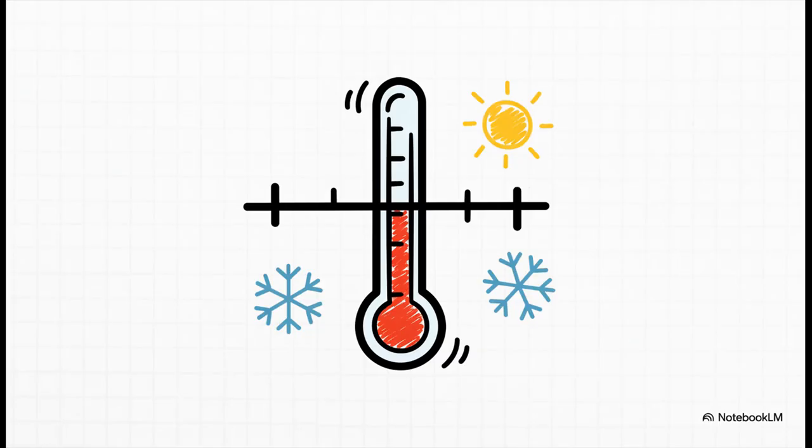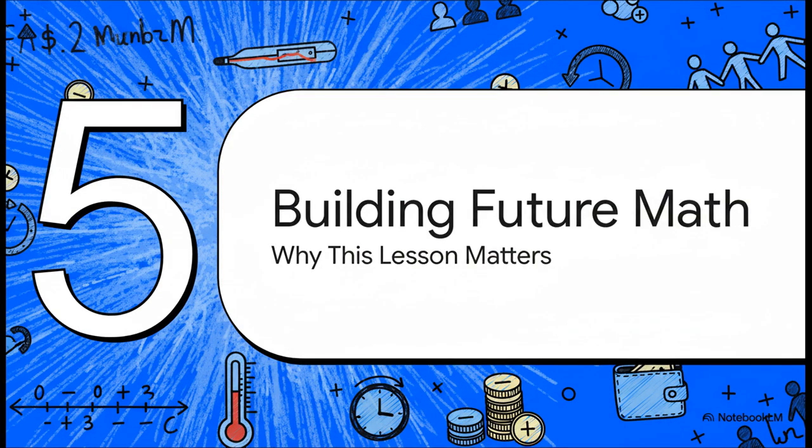And here's the connection that really makes it all stick. What is a thermometer? It's just a number line that we've turned on its side. And suddenly, negative numbers aren't some weird abstract idea from a math book. Students realize they've been reading them this whole time, every time they check the weather. So why does one little lesson on negative numbers matter so much? Well, because it isn't just about adding more numbers to the line. It's about building the foundation that unlocks entire new branches of mathematics.